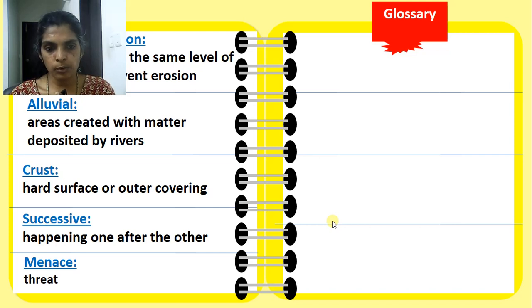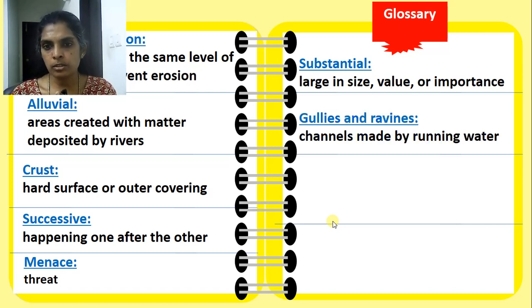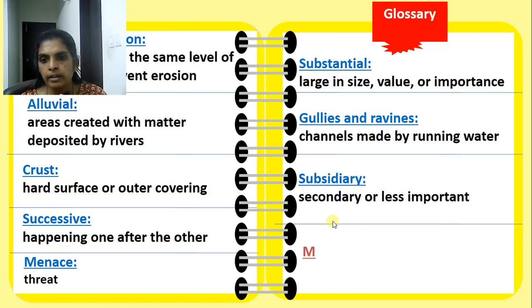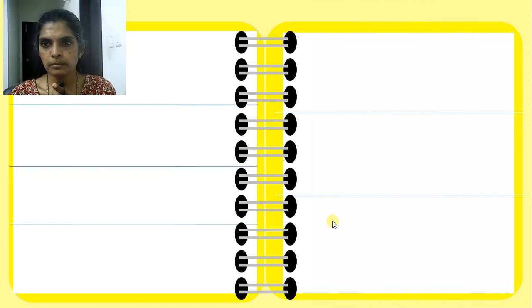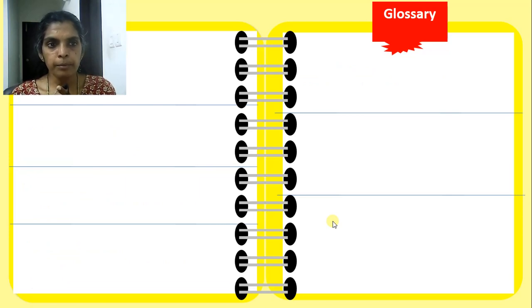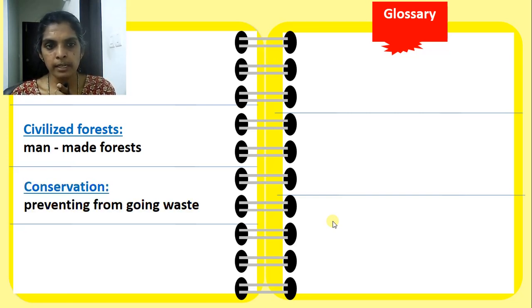Menace, threat. Substantial, large in size, value or importance. Gullies and ravines, channels made by running water. Subsidiary, secondary or less important. Momentum, speed. Okay. Imperative, important. Civilized forests, man-made forests. Conservation, preventing from going waste.